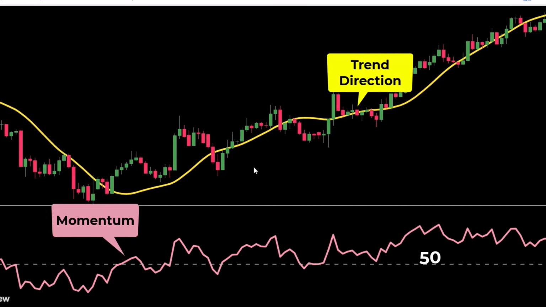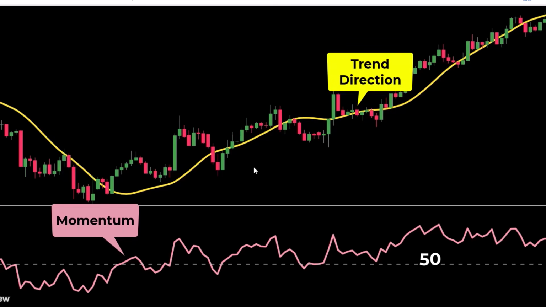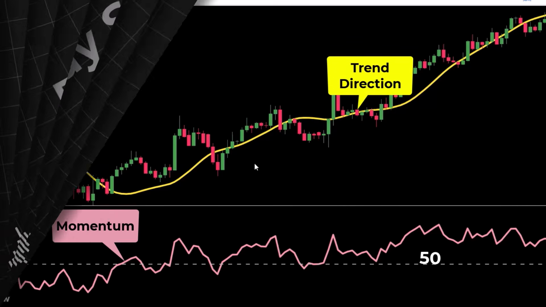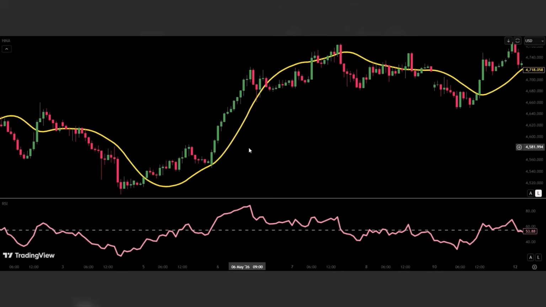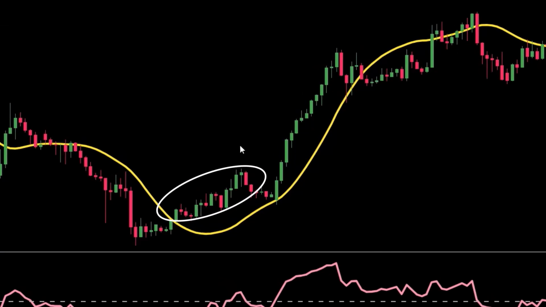Now that both indicators are ready, let's put them together and build our first buy setup step by step. Buy setup. Now let's build our buy setup. The first rule is simple. The price must be above the Hull Moving Average. This tells us the market is in an uptrend and we will only look for buying opportunities.